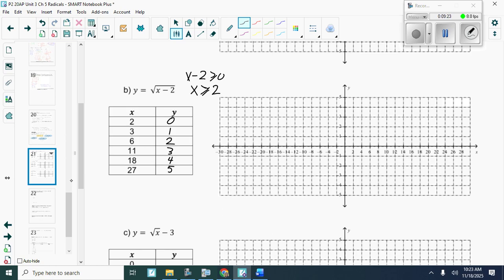So this time we're going to start at (2, 0), and then we're going to do (3, 1), (6, 2), (11, 3), (18, 4), and (27, 5).